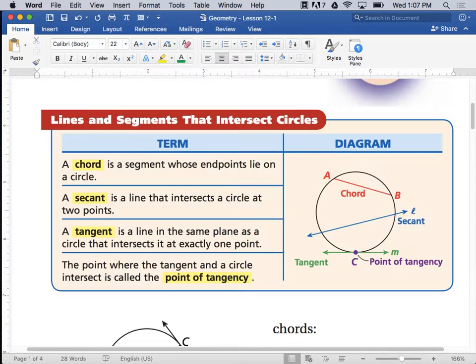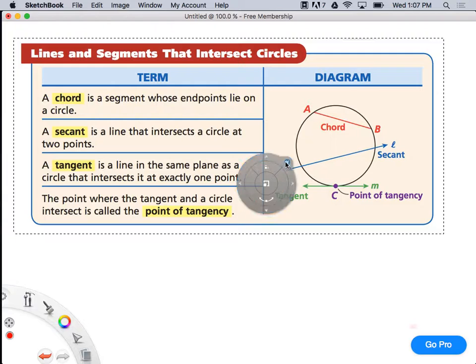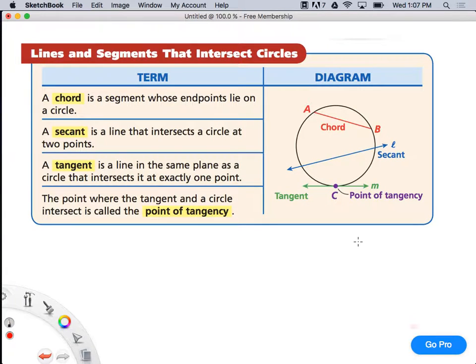the vocabulary of. This is what I'm going to put up on the board, and then we're going to talk about it. A chord is a segment whose endpoints lie on a circle. This is a chord. A secant is a line that intersects a circle at 2 points. That's a secant. A tangent is a line that intersects the circle at exactly 1 point. That's a tangent. And the point where the tangent and the circle meet or intersect is called the point of tangency.